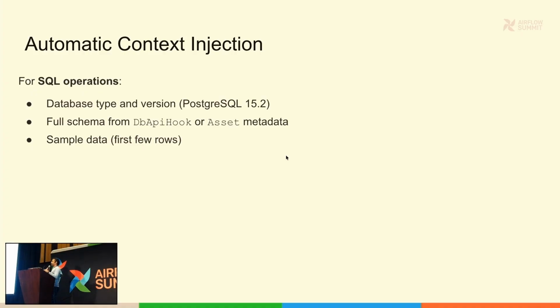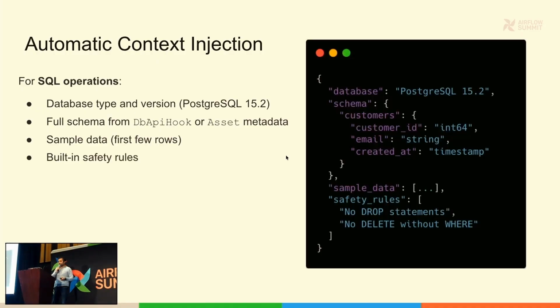Sample data: LLMs work really well if you pass on some examples. So in this case, the operator that he has built gets some of these rows using the DB API hook, runs a query to fetch the first X number of rows, and then passes them to the LLM. Built-in safety rules, like do not use drop statements. Please don't. No deleting without any where statements.